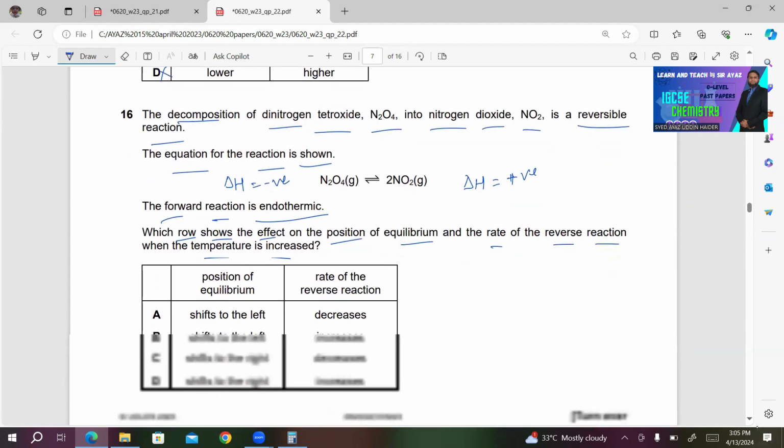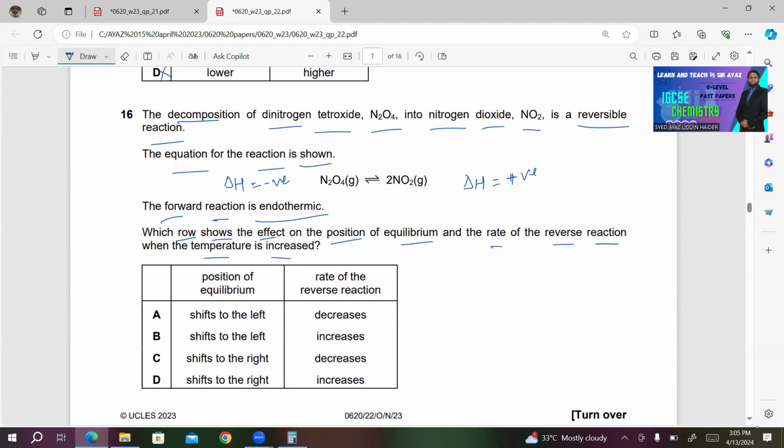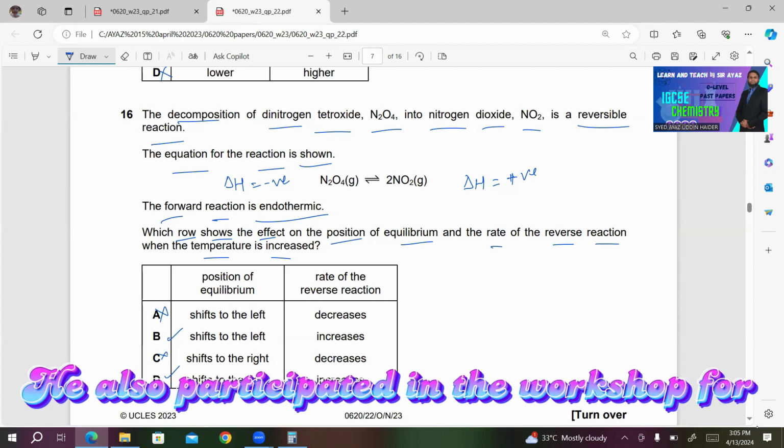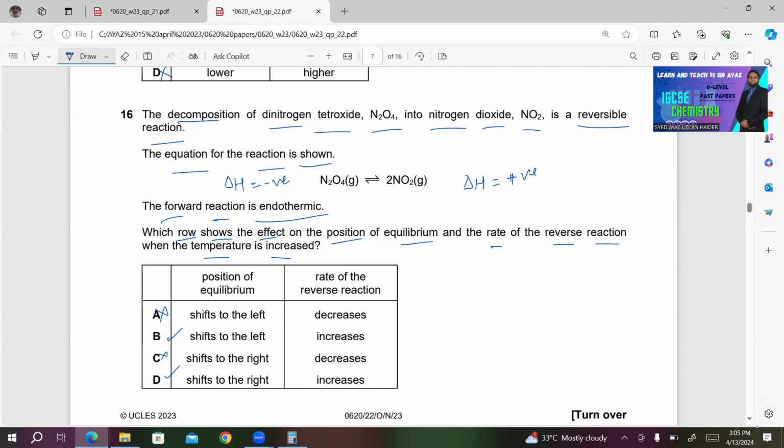Now we know that whenever the temperature is increased, the rate of the reaction in both directions will increase. So either B is correct or D is correct. Both A and C are incorrect. So what are they saying in B? When you increase the temperature, it will shift to the right hand side, on the product side, because it's endothermic. Forward direction, it's endothermic. So D must be the right answer. B is incorrect.